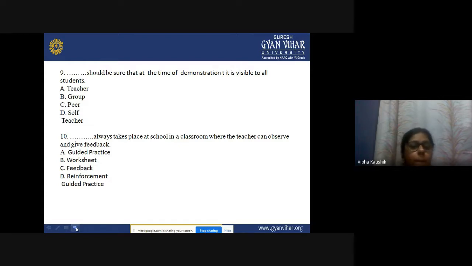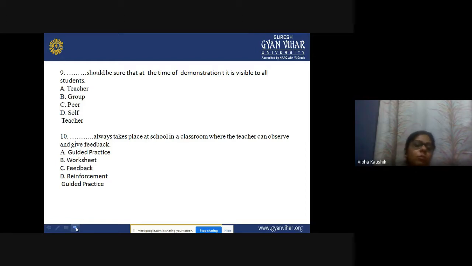Now, the 10th one, dash always takes place at school in a classroom, means that thing always takes place at a school in a classroom where the teacher can observe easily and give feedback, and after the observation the teacher can give the feedback to the students or the learners. Now the options are A, guided practice, B, worksheet, C, feedback, or D, reinforcement.